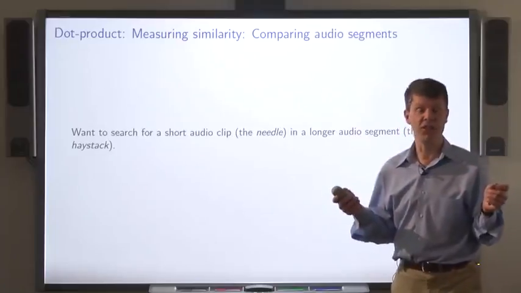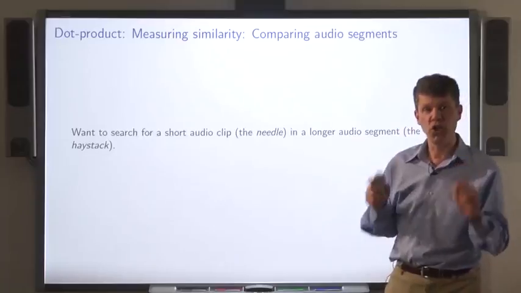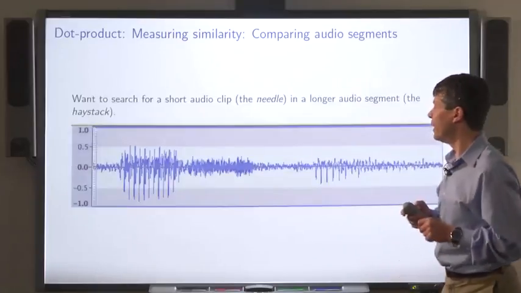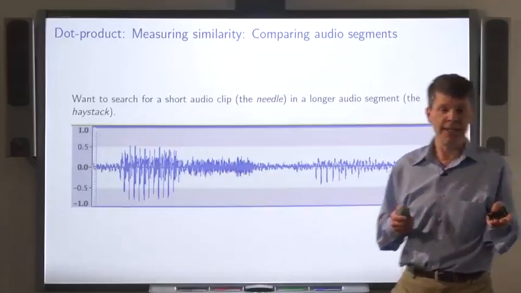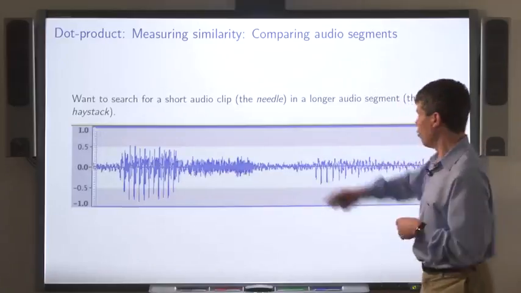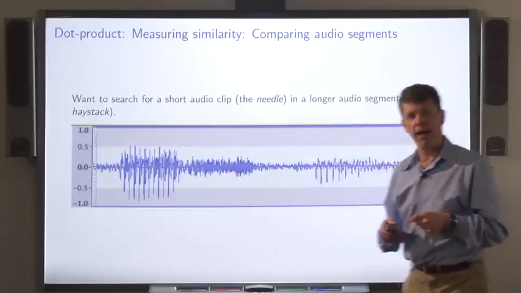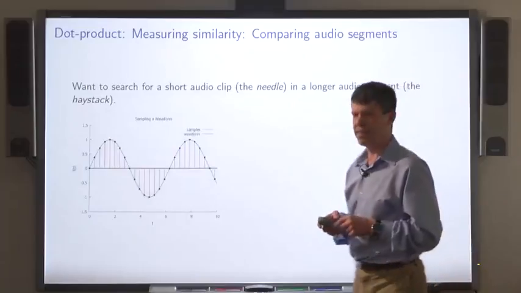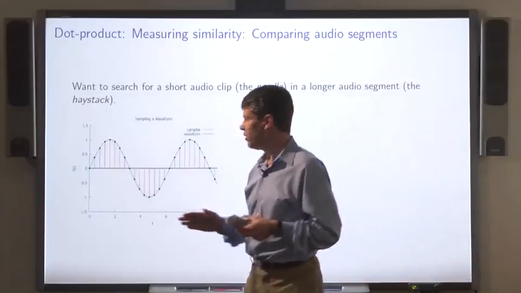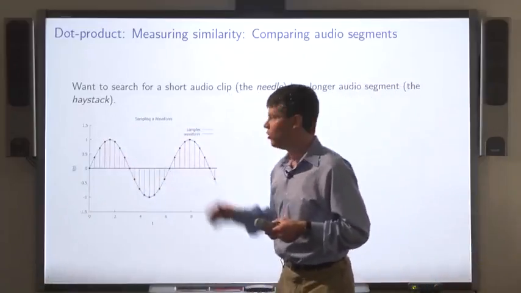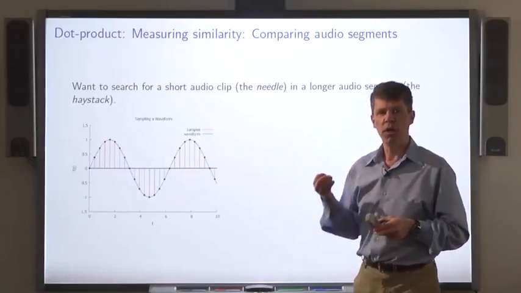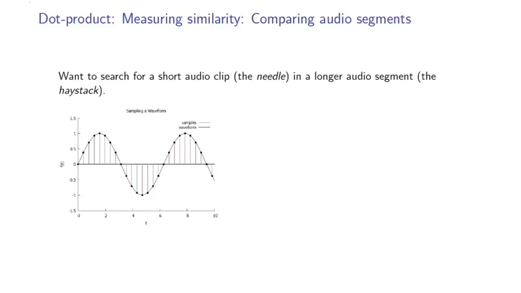Here's another application. You want to search for a short audio clip within a larger audio segment. Now, audio is some crazy waveform. I've shown it here. A digitized version of audio looks more like this. The audio signal is sampled at regular intervals. So really, a digital representation of an audio segment is a bunch of numbers. Take the sample of the signal at various times.